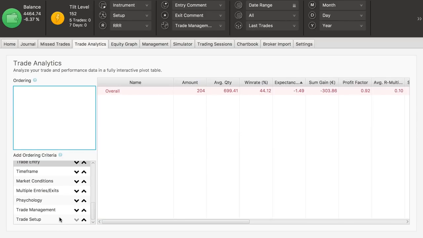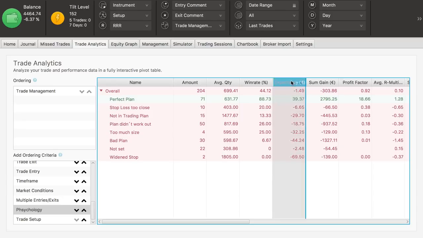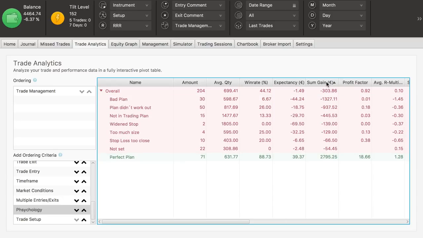Let's also take a look maybe at his trade management. That's always interesting to see as well. And do we have outliers here? When we look at the gain, yes, you can bet on that. Again, perfect trading plan accounts or would sum up to 2,700 euros. Compared to minus 303, where he's currently, a huge difference.